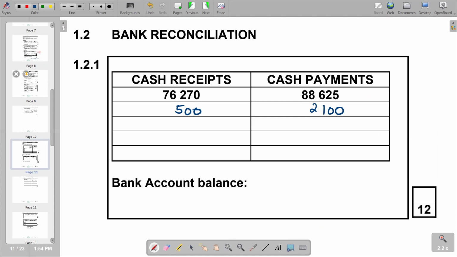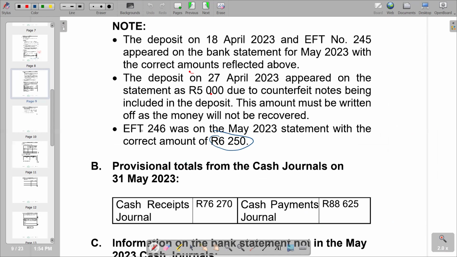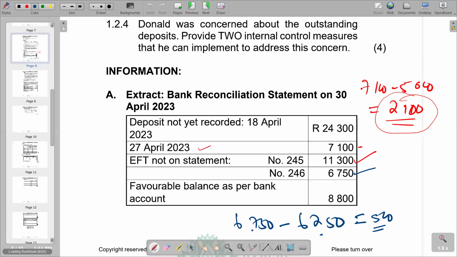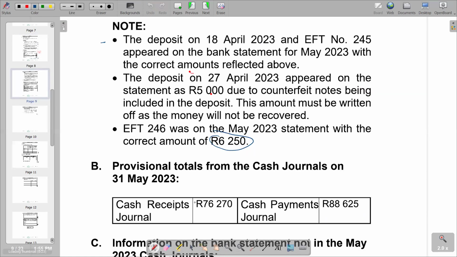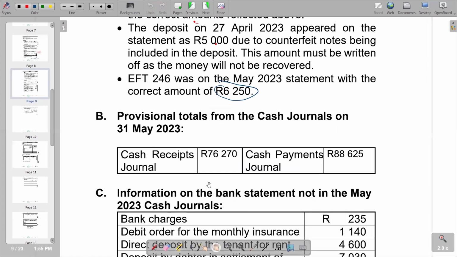And we proceed to the next adjustment. This is the last point that we have. So we can proceed. On the first point, we can just revisit it, whereby it's saying the deposit on 18 April 2023 and EFT number 245. So we also have a deposit on 18 April 2023, which was also reflecting on the bank statement with the correct amounts. If you refer back, we've got 18 April, which means this deposit was also correct according to the recent bank statement. So we proceed to the next part, whereby we are given the provisional totals from cash journals, which we have already entered.